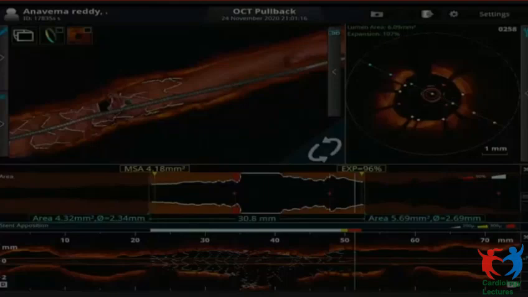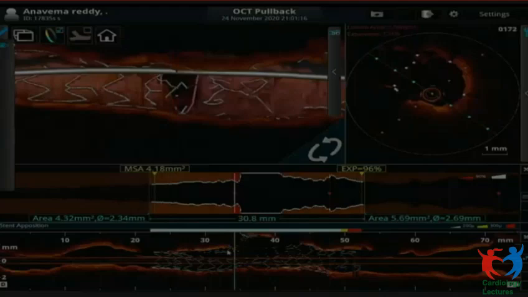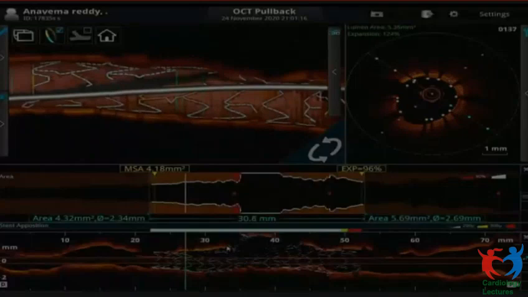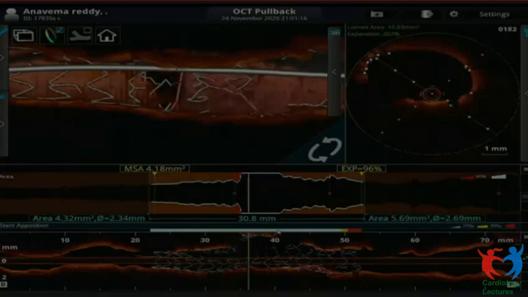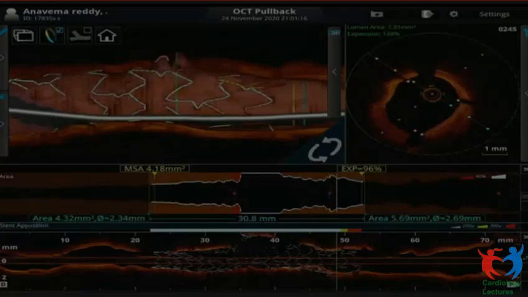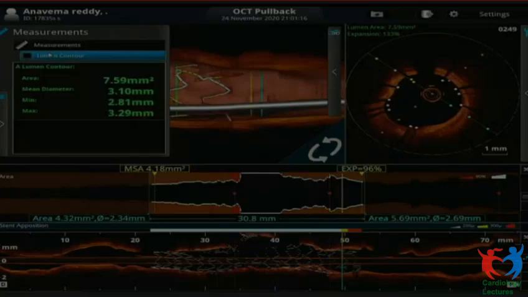Very nice. So probably this is the segment where the two kissing balloons would have come, and the malapposition induced proximally by the overexpansion in this part. Yeah, that's the right mechanism. And then you have corrected with the 3.5 after that. So this looks like 3.5, I think almost 4 actually. 3.5 is okay. Now with the 3.5, definitely it will be around 3.5.